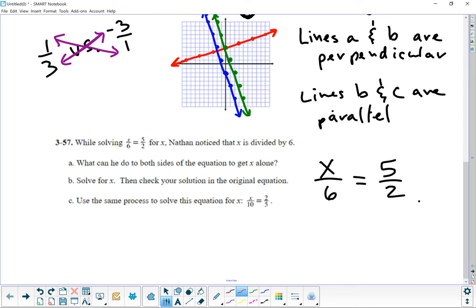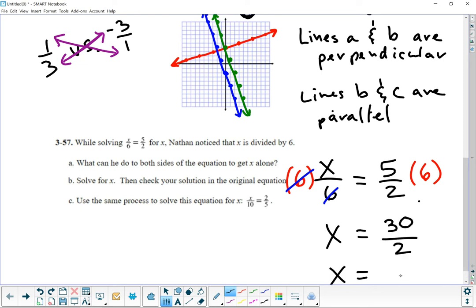In order to get the x alone, I can multiply both sides by 6, because multiplication by 6 is exactly the inverse or the opposite operation of division by 6. So if I multiply the left side by 6, I have to multiply the right-hand side by 6. Right? And by doing that, these 6's are going to divide into each other or make a big 1, and we'll be left with x equals 5 times 6 is 30/2, and we know that 30 divided by 2 is 15. But I think that's everything.